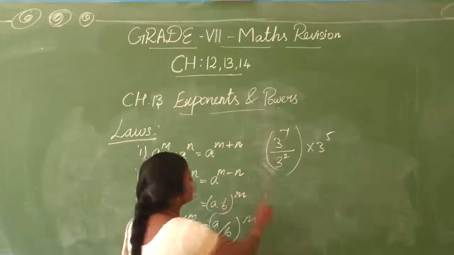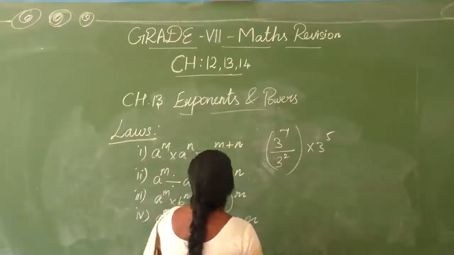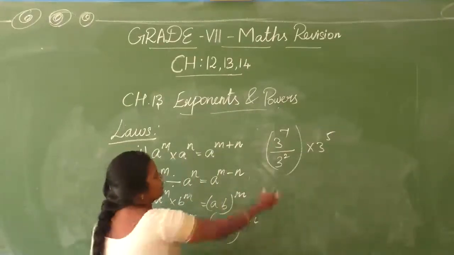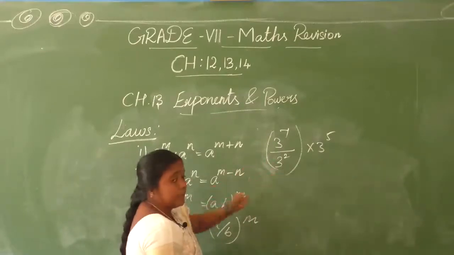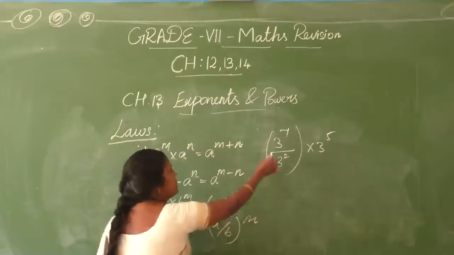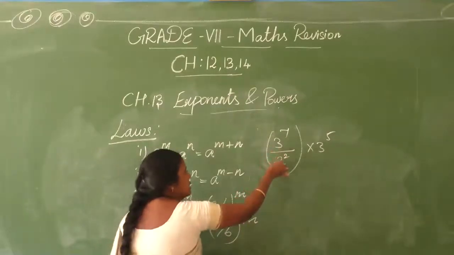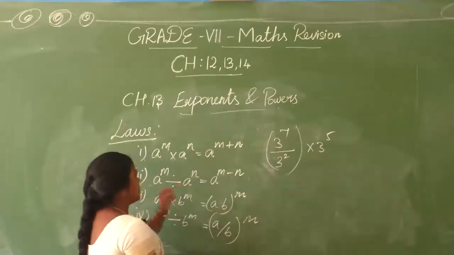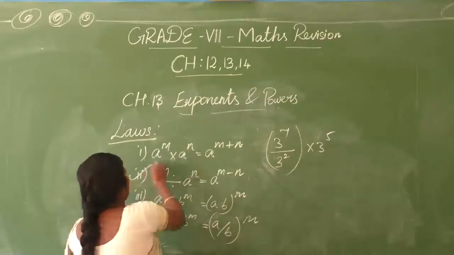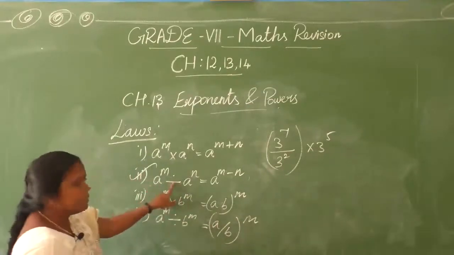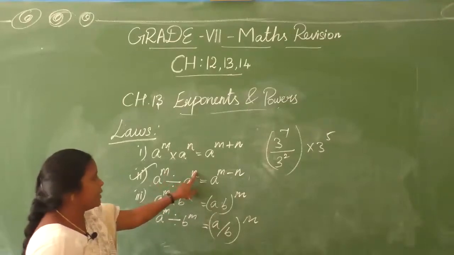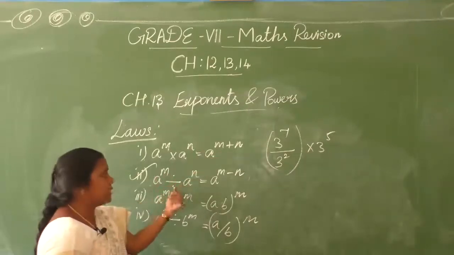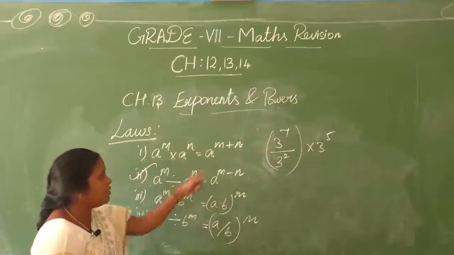Okay, so how to simplify? First of all, which law is suitable here? Take the group first. 3 power 7 divided by 3 square. In this division, their bases are the same. That means which law is applicable there? Second law. In division, bases are the same, powers are different. So matching with that, using this law we can simplify.